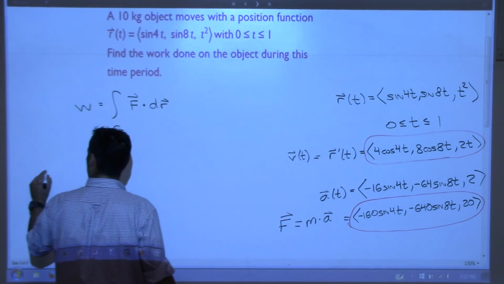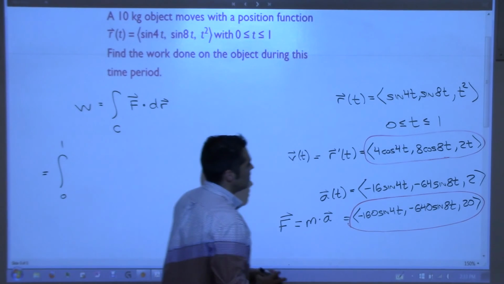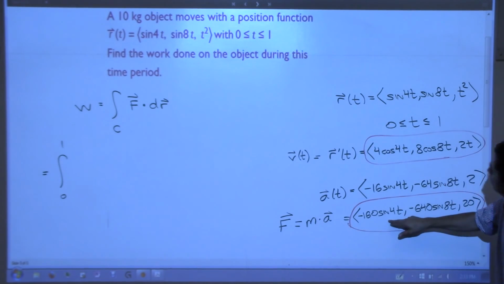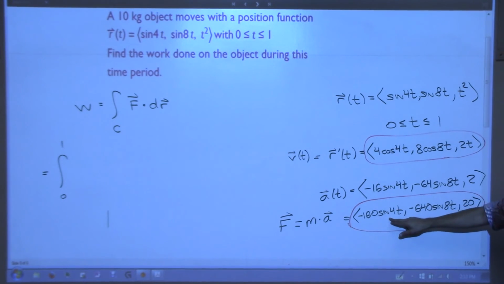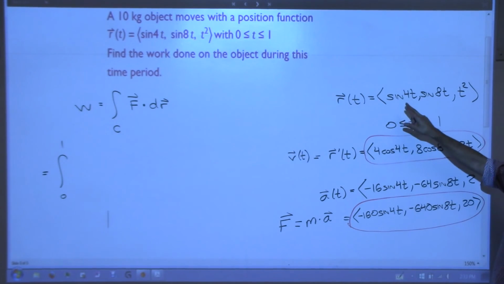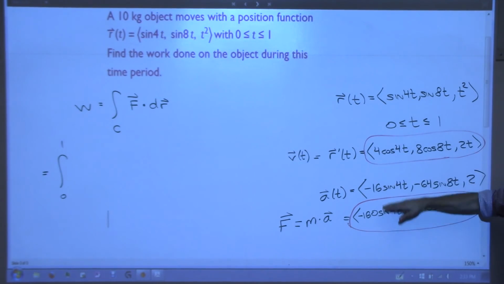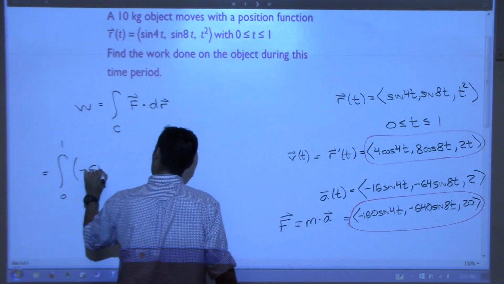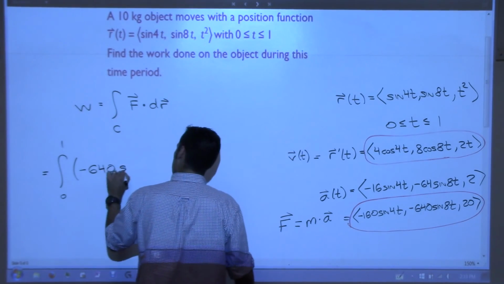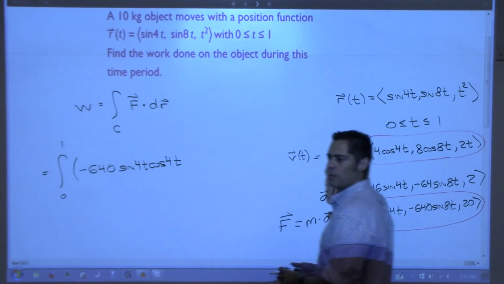Do we have a restriction on t? It was given, right? 0 to 1. Here we go. So this times this. So negative 160 sine squared 4t, right? Oh, I'm sorry. I don't know why I pointed up there. This times this. Negative 640 sine 4t cosine 4t. Y'all good with that?